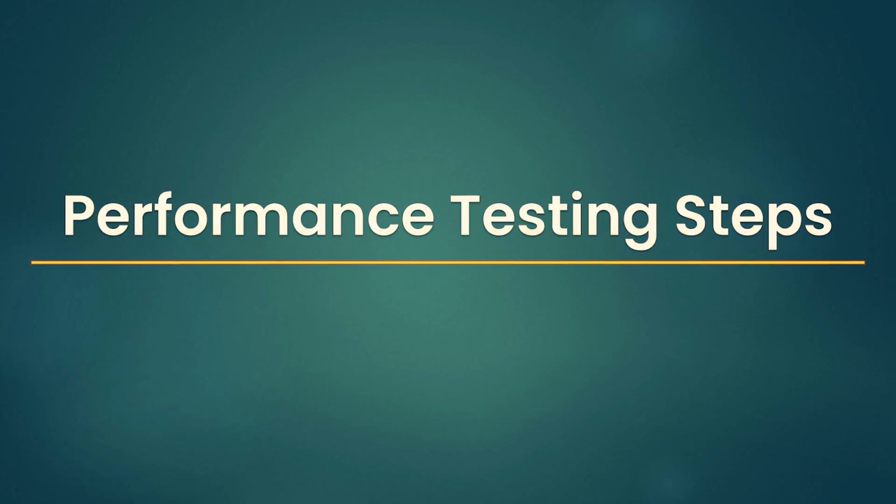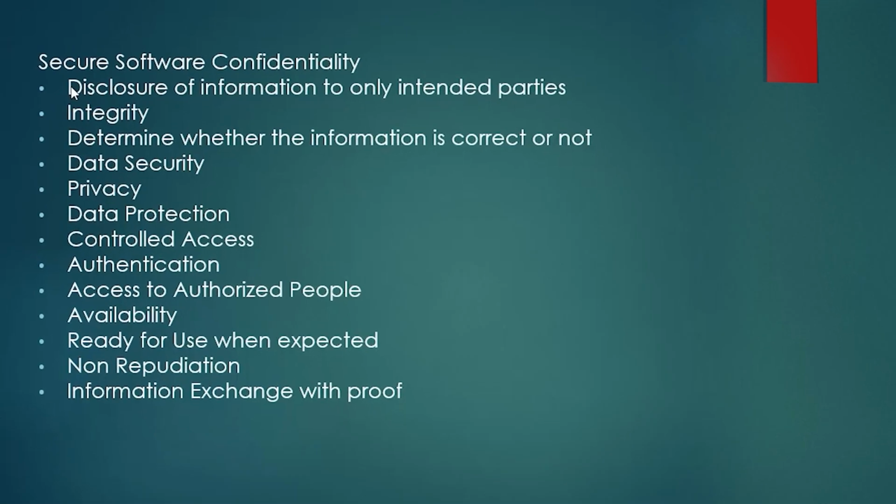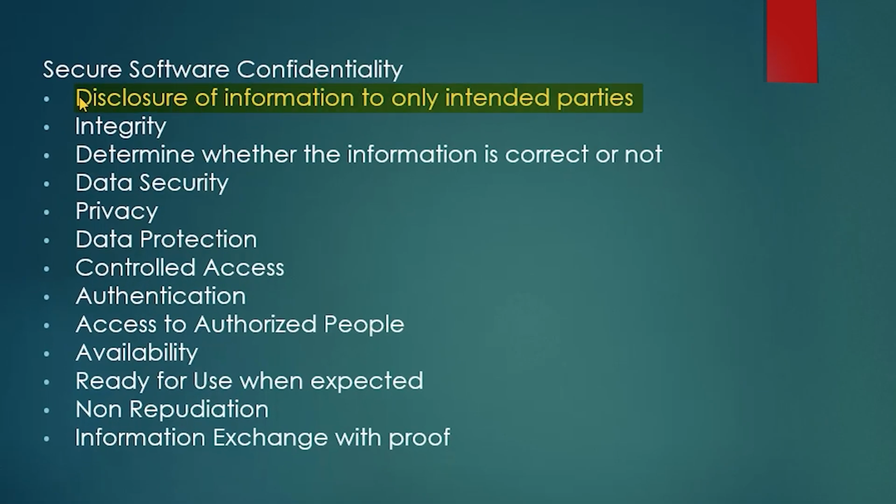Now, secure software confidentiality. Let's say you are disclosing information to an unintended party who is not supposed to know that information, then there is going to be a security breach. And following the integrity of the system, as in even if nobody is watching, we are still following the norms. That is very important as part of a secure system. Determine whether the information is correct or not. Data security is the most important topic of conversation, and it's very important that the data is secured.